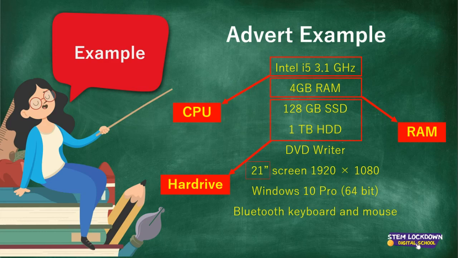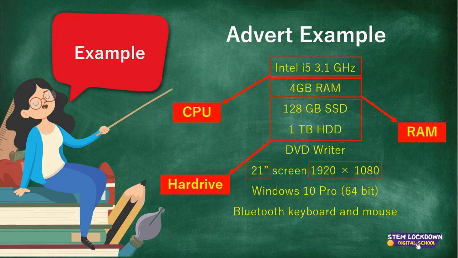Then, of course, there are specifications like 21 inches, which means the size of the screen, right? And then you also have 1920 times 1080, that's the number of pixels, the resolution, the quality of the picture the device will show.